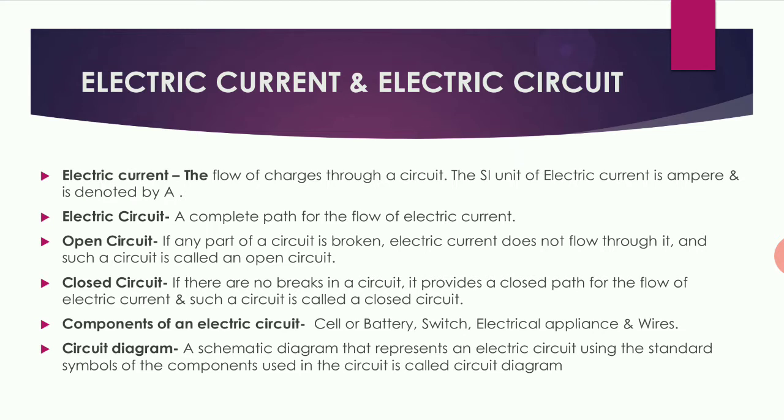Next, electric circuit. What is electric circuit? A complete path for the flow of electric current. A path which shows the electric current is flowing is called as electric circuit. We have two types of electric circuit, open circuit and closed circuit.